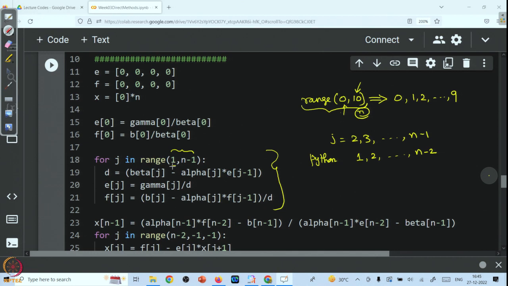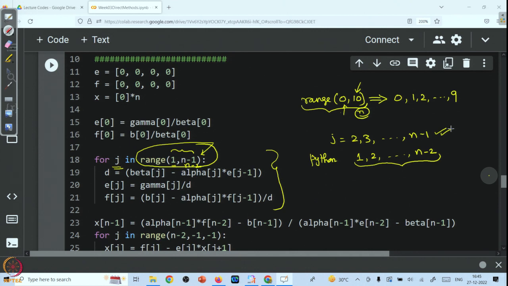Similarly, here it starts from 1 and goes up to n minus 2 only. It will not include n minus 1 in the sequence that the range generates. Therefore, in order to create a sequence like this, we have to use this command, and we are taking j varying from 1 to n minus 2. Mathematically, that is equivalent to saying 2 to n minus 1.